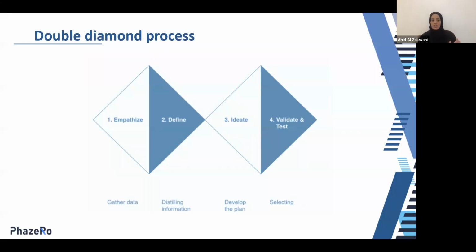So as we can see here, you start with a problem, and then at the center, this is the problem statement, and at the end, you will have the solution.